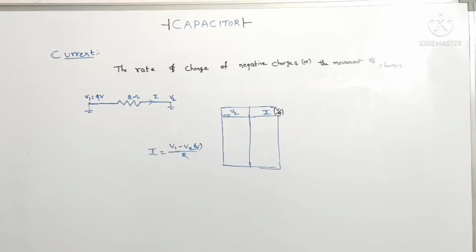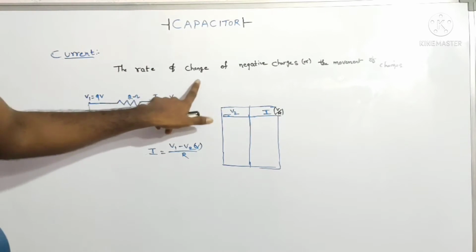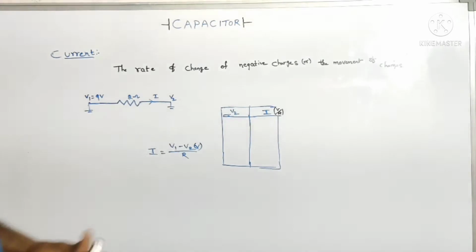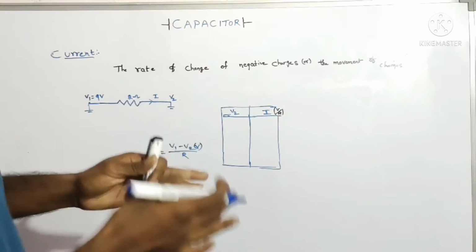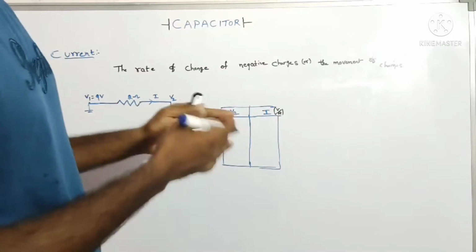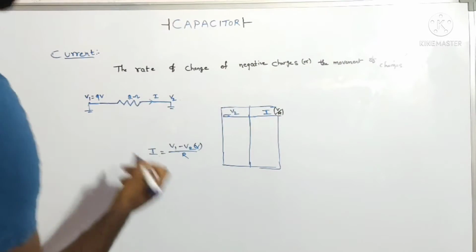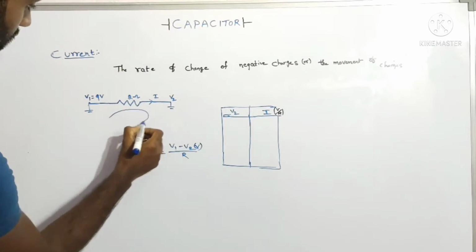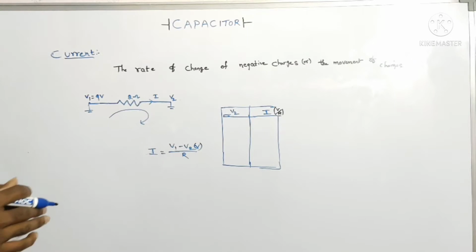In the basics we'll start with the current first. The rate of change of negative charges, or the movement of negative charges, is nothing but the current, right? There are certain conditions in circuit theory for the flow of current. One of the conditions is the circuit must be closed. Look at this. Here the circuit is closed, otherwise the current won't flow. If the circuit is open, then the current is zero in the circuit.